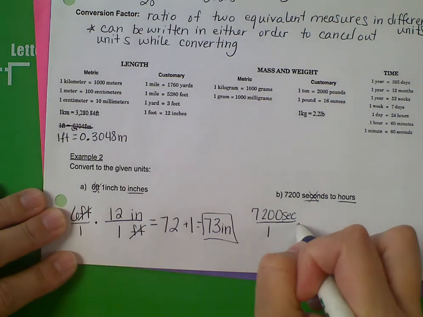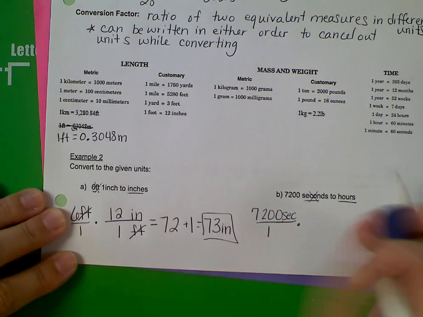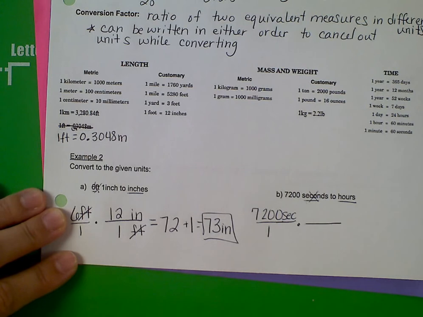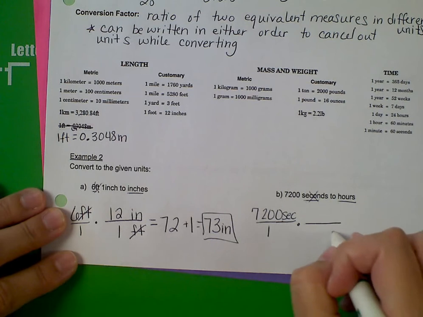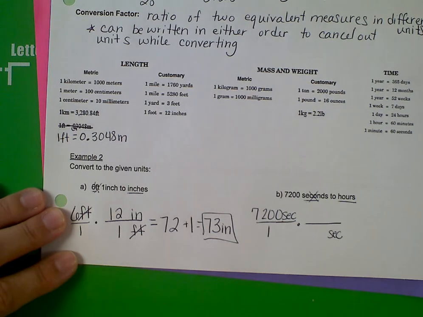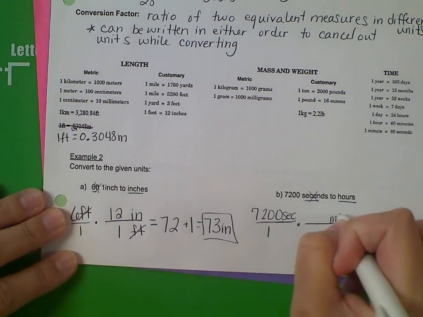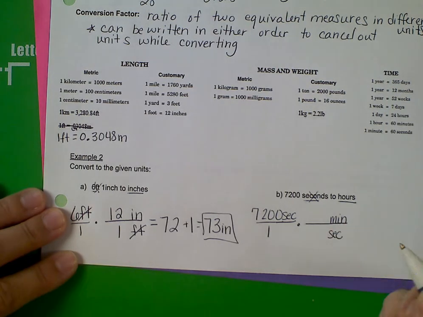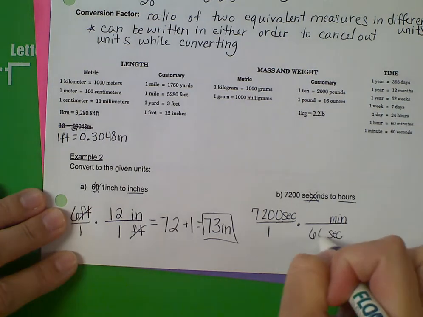And if I want to get rid of seconds, where should I write it? At the bottom, diagonal from this. So I'm going to put seconds here. And I really wish I could put hours there, but I don't have a conversion from seconds to hours. We could calculate it, but this is going to be a 2-stepper. I do know how many seconds are in a minute. 60 seconds are in 1 minute.